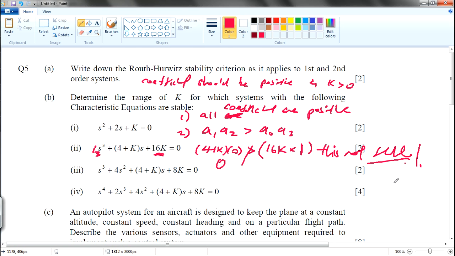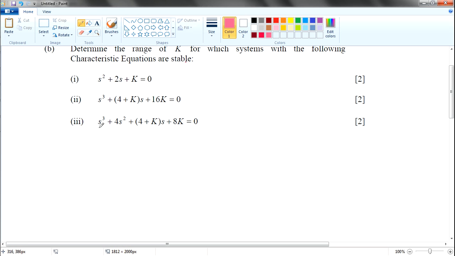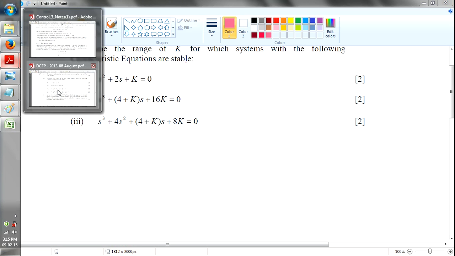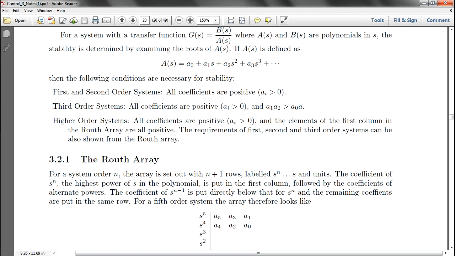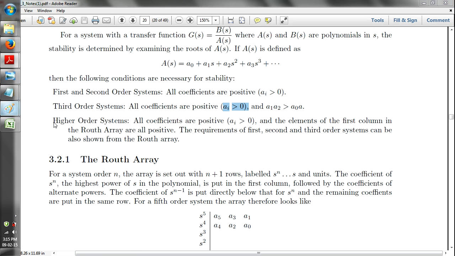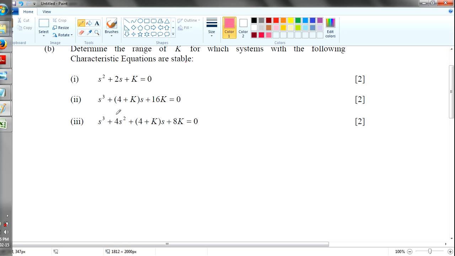So part 3. This is a third order system again. s cubed is the highest order, and then you can see that there is second order, first order, and zeroth order. If you go back to the third order system again, what is the criterion? All coefficients have to be larger than 0, and a1 a2 has to be larger than a0 a3. So let's do it out.